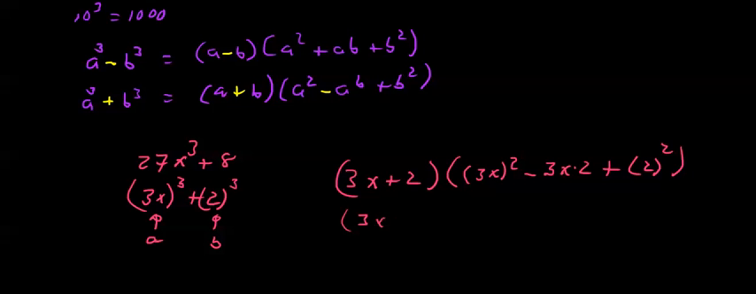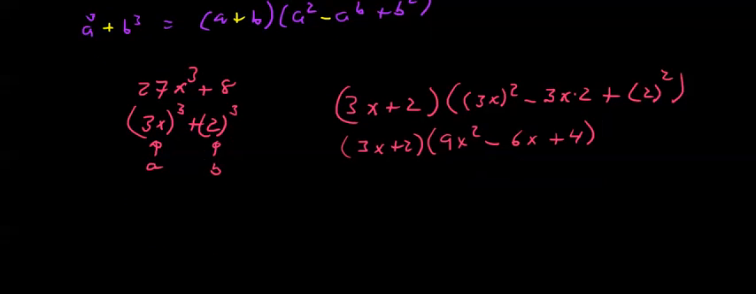3x plus 2, 3x times 3x, 9x squared, minus 3 times 2, 6x, plus 2 times 2 is 4. That's it. That's all there is to it. Plug and chug. All right, let's look at another one.